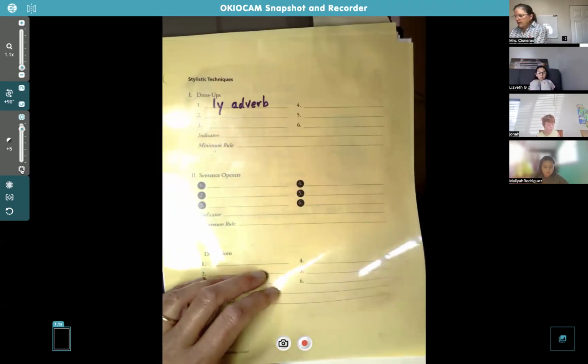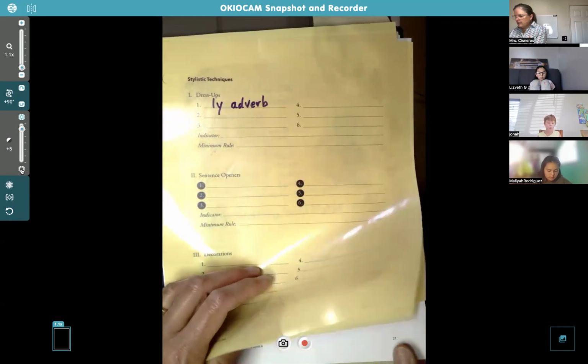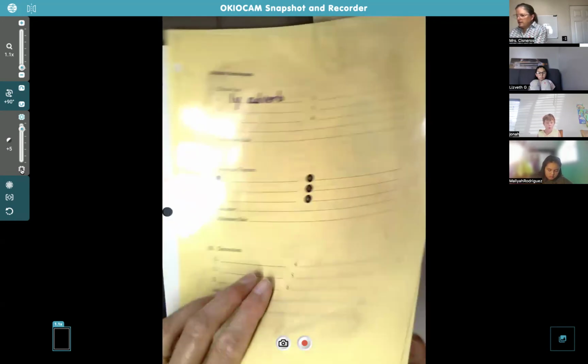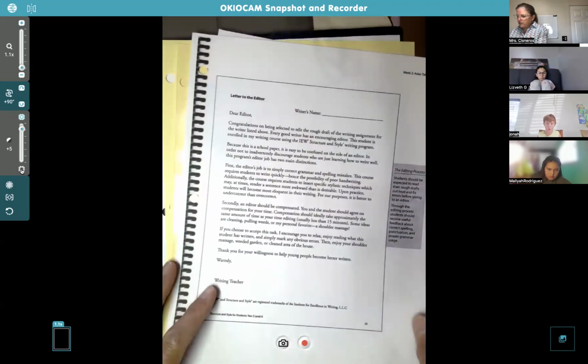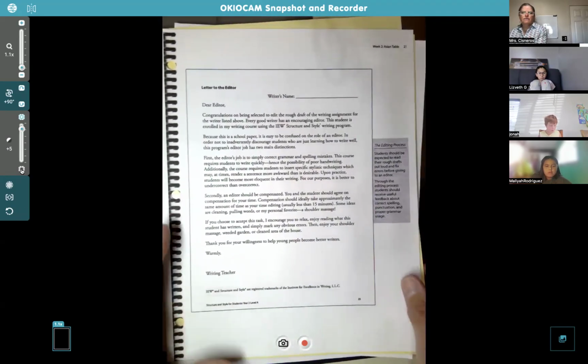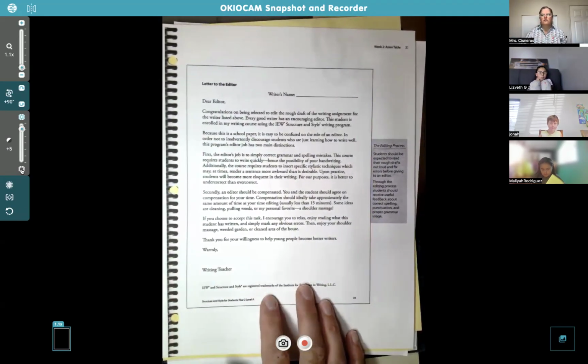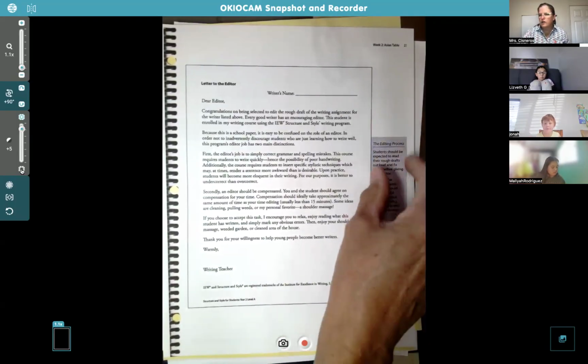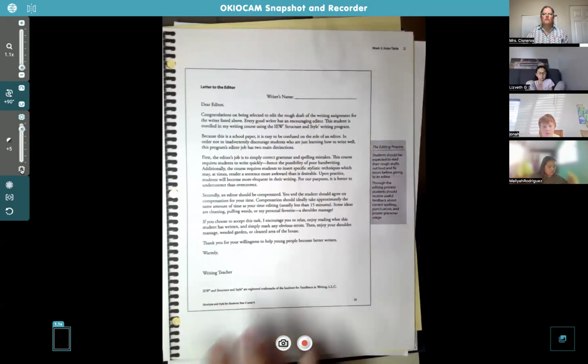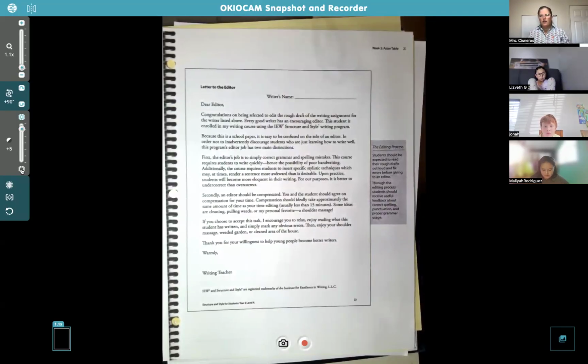And then let's look at this letter to the editor page. It's page 23. Yours might look a little different than mine. Mine has an extra little note here on the side, but page 23, letter to the editor. Do you guys remember this from last year? The letter? No? Yeah, some of you.